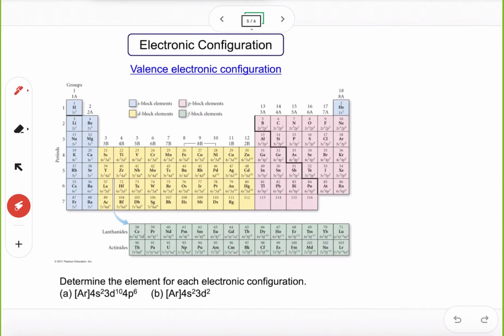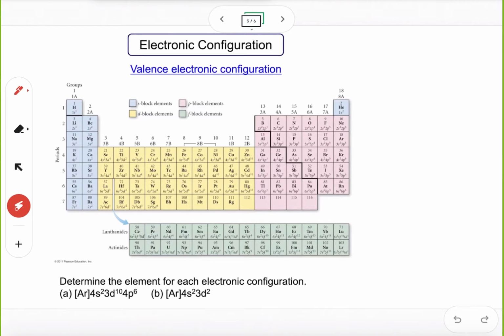Another thing I want to mention here for this periodic table is the different blocks. The blue block is called the s block because you have valence electrons on the s orbital. P block, the purple one, you have valence electrons on the p orbitals, and of course also the s electrons. D block, the yellow one, you have valence electrons on the d orbital. F block, you have valence electrons on the f orbital.